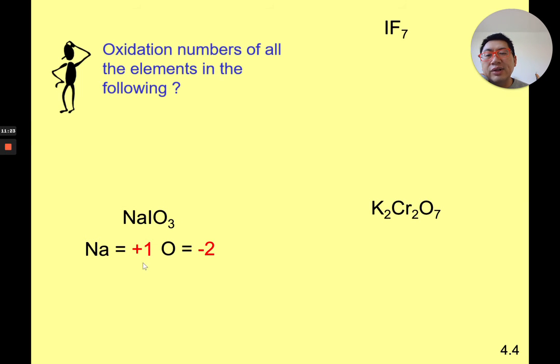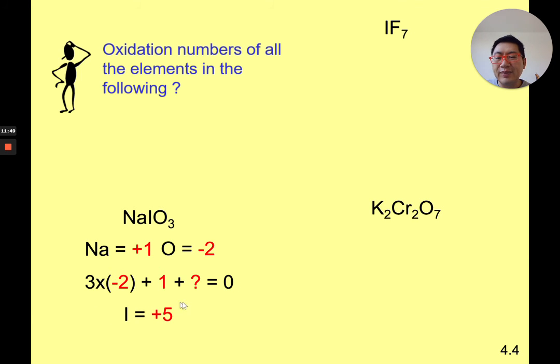But I know sodium, +1, plus 3 times -2, plus whatever iodine is, adds up to 0, because I have 3 oxygens, 1 sodium, and whatever iodine is. We could do the math here. -6 plus 1, that's -5. -5 plus what equals 0? That's easy, +5. Iodine's charge in this case, or oxidation number, sometimes I'll say charge, the technical term is oxidation number. Iodine's oxidation number is +5.